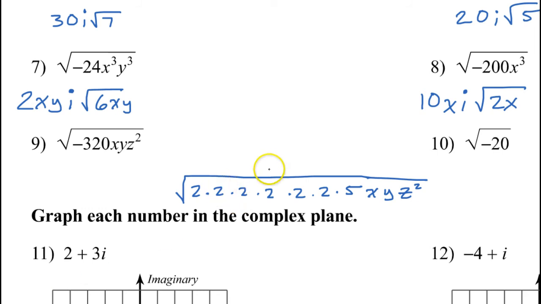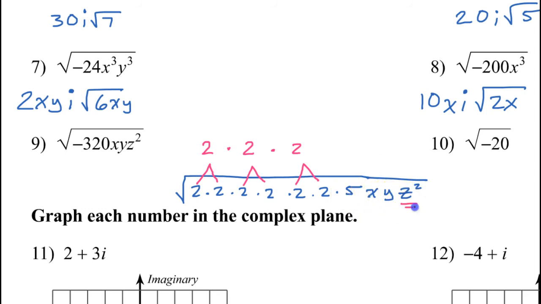Now, every pair of 2's is going to become a 2 outside of the radical. So this is going to become a 2, and this pair of 2's is going to give me a 2 outside the radical, and this pair of 2's is going to give me another 2 outside of the radical. Alright, that 5 is going to remain trapped inside the radical. So is the x, and so is the y.